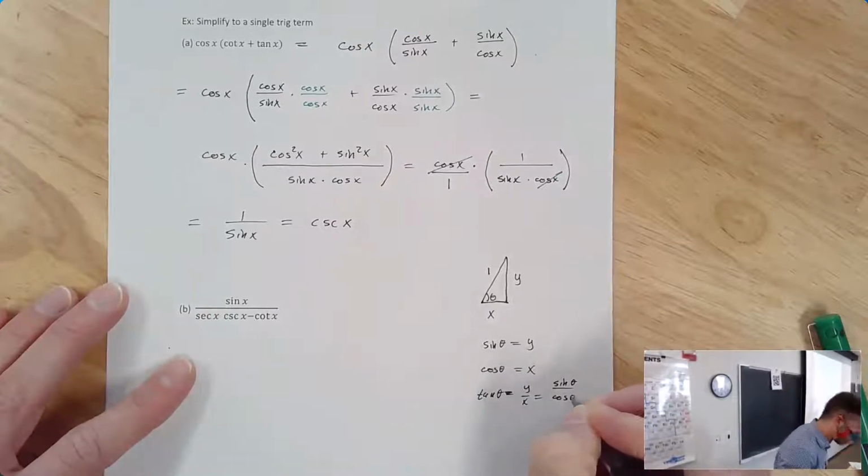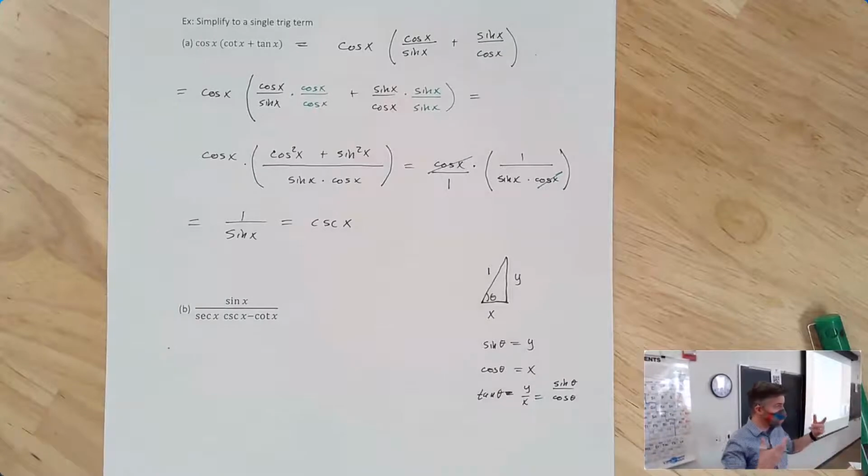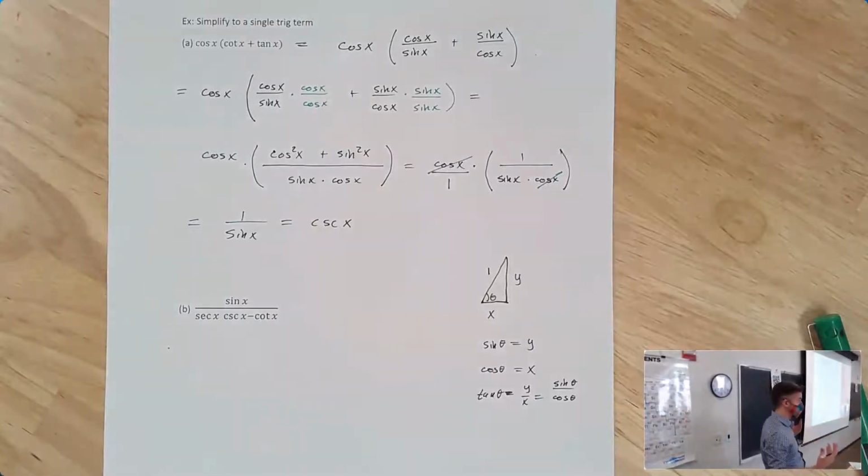I will say it's one of the go-to identities. If I'm thinking about things I can do to manipulate an expression, replacing tangent of theta with sine of theta over cosine theta is one of the first things I try, in addition to replacing cotangent theta with cosine theta over sine theta. Those are two of the really big ones.